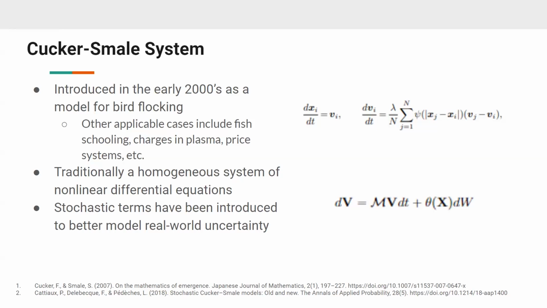And then stochastic terms are what we're introducing here to better model real-world uncertainty. So the traditional system is deterministic in the sense I introduced on the last slide. But what we're doing is we're looking at this system here, which has been formed into matrices for convenience of reading. This is a velocity matrix, position matrix, where now we have this noise term dW with this rescaling term theta that depends only on the positions of the birds. And this is going to better model real-world uncertainty. Essentially uncertainty in, for example, measurements of the birds' positions, but also just random noise in the environment of the birds, which I'll talk about later.